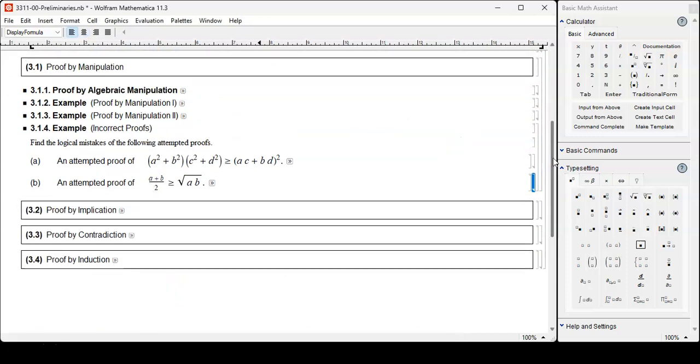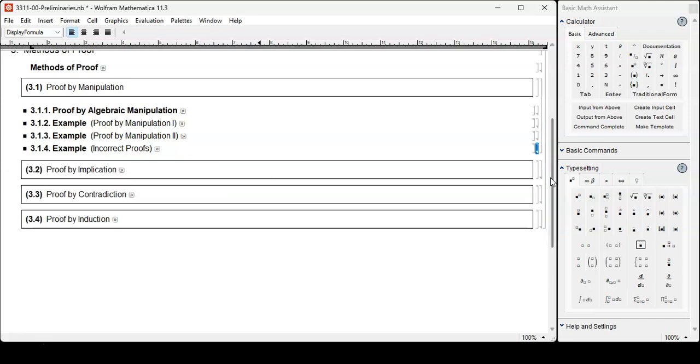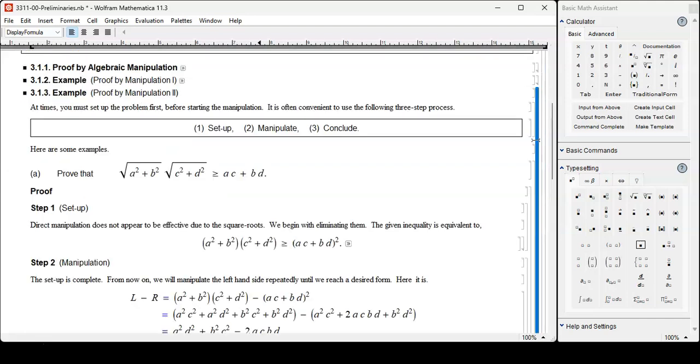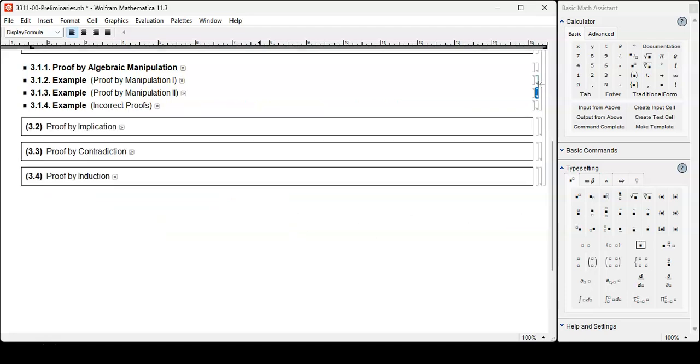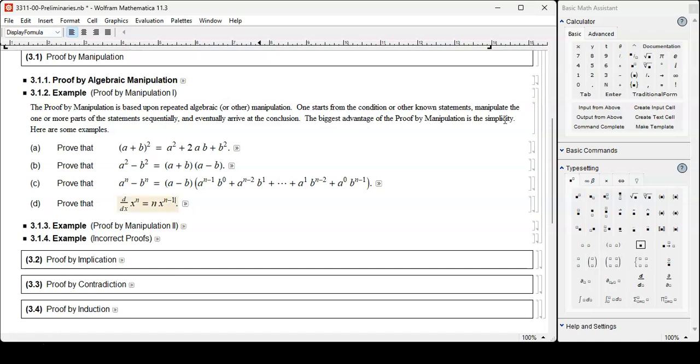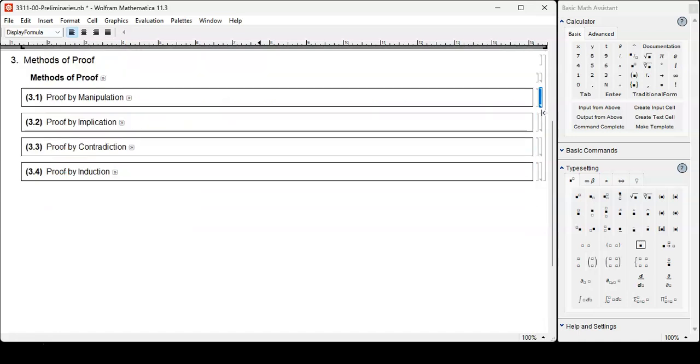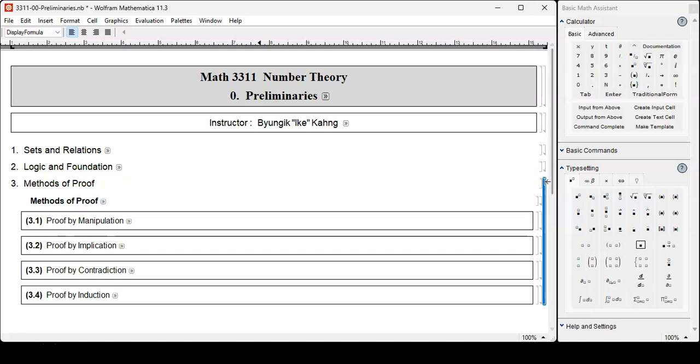We have another problem here. No more problems. And then there are some leftover problems here and there, like this one, or this one. Those kinds of things are left as exercises. Okay, so much for proof by algebraic manipulation, and we are going to talk about other proofs in separate videos.